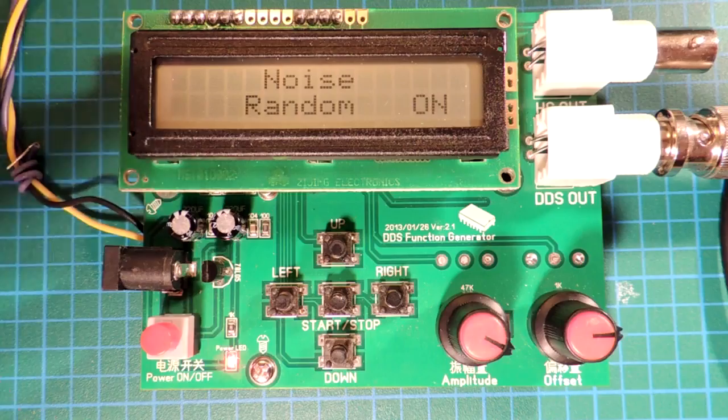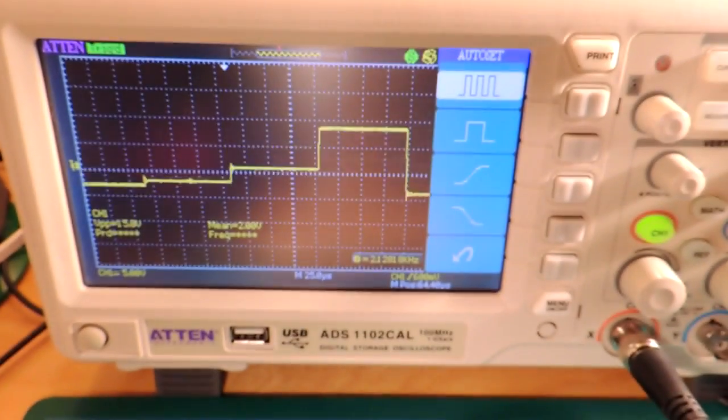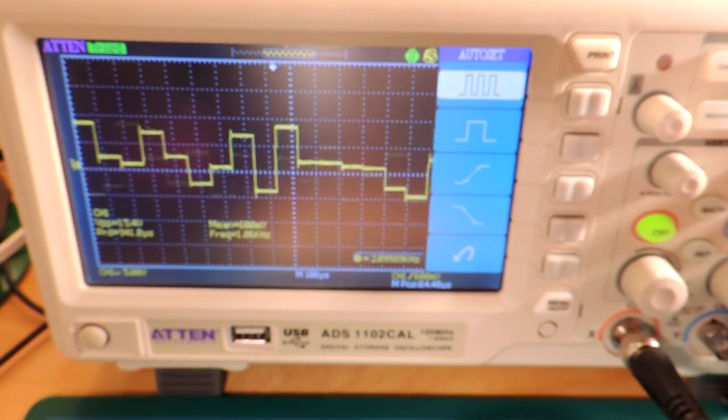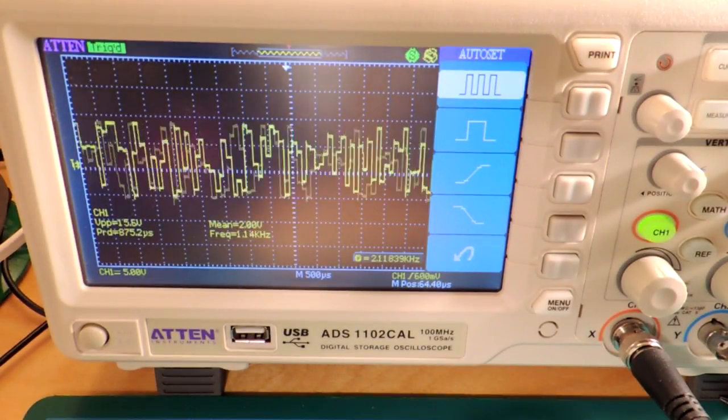This is the noise waveform. It has this sort of behavior here. It varies basically its amplitude.